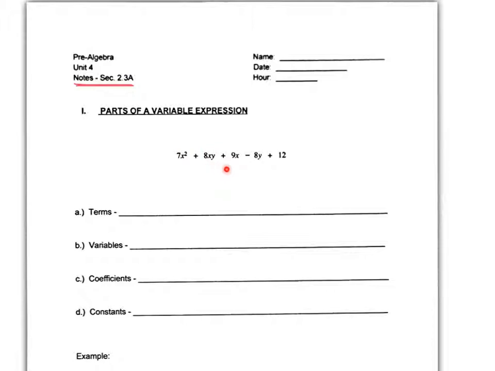So here's a variable expression. And it has 1, 2, 3, 4 different parts that you need to know. The first is terms. And terms are separated by addition signs.